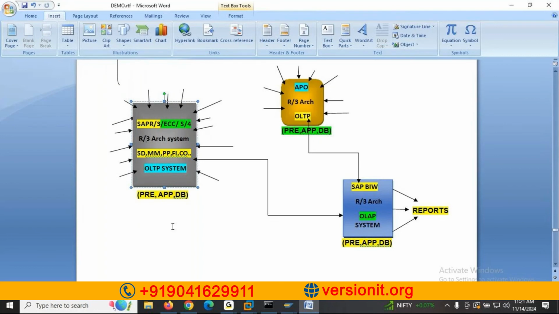Now the management wants to do some intelligent reporting. What is that intelligent reporting? Last 5 years, the sale is this much. With the data of last 5 years, how do we forecast the sale for the next 2 years? You're seeing an arrow connected from here to BW. So the data is pulled from this system into BW, and that is analyzed. Analytical reporting, that is intelligent reporting.